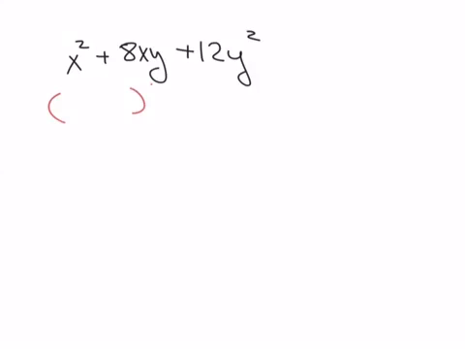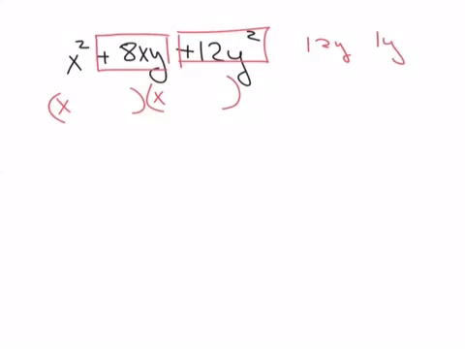Okay, so let's make our two sets of parentheses here. Let's put an x there and an x there, because when I multiply those two, I need to get this x squared. So I just put in two x's, so when I multiply, I get that. Now I need to get a positive 12y squared. I need to find two numbers that when I multiply, I get 12y squared, and when I add, I get that.